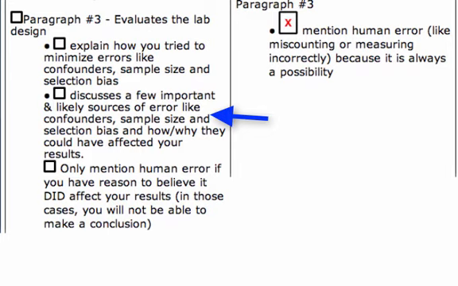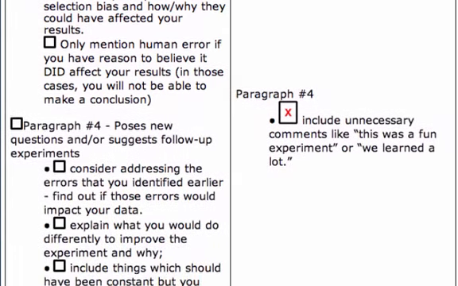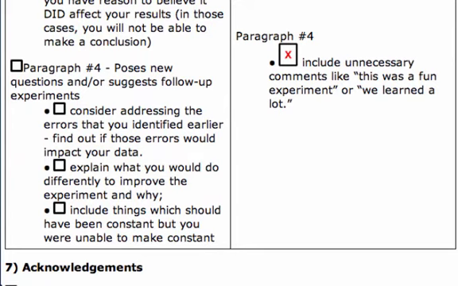And don't mention human error unless you really have reason to believe that there's human error, and don't just make up stuff that possibly could have happened in your experiment, some mistake. This is about reasonable things that you have evidence or some reason to believe affected your experiment. And paragraph 4 suggests follow-up experiments, revisions you can make to your experimental design, stuff like that.